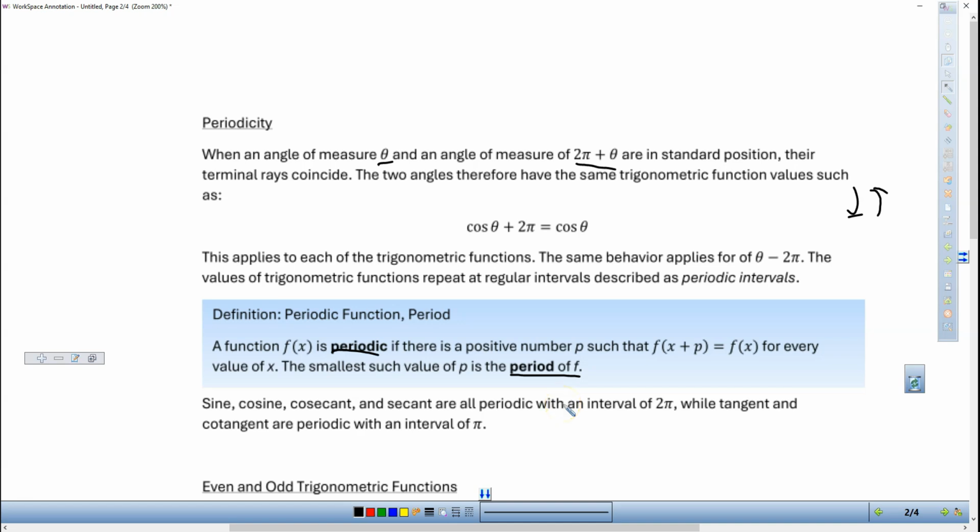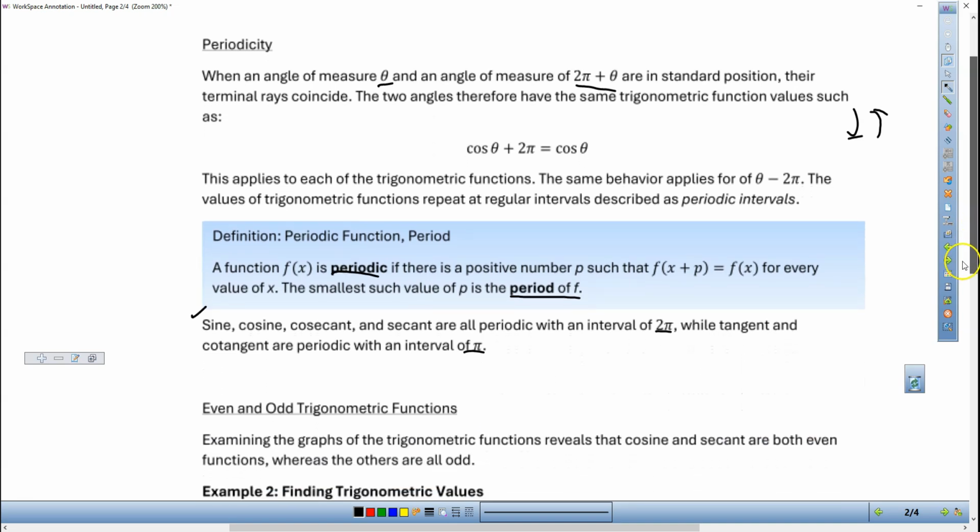Again, looking back at that previous example with those visual representations of graphs, we saw that we had pi as the period for tangent and cotangent, whereas we had the value of 2 pi for sine, cosine, cosecant, and secant. And again, that's noted right here. So sine, cosine, cosecant, and secant are all periodic with an interval of 2 pi, while tangent and cotangent are periodic with an interval of pi.